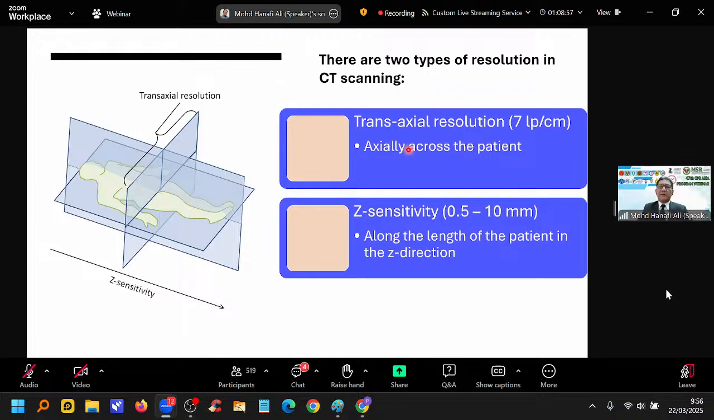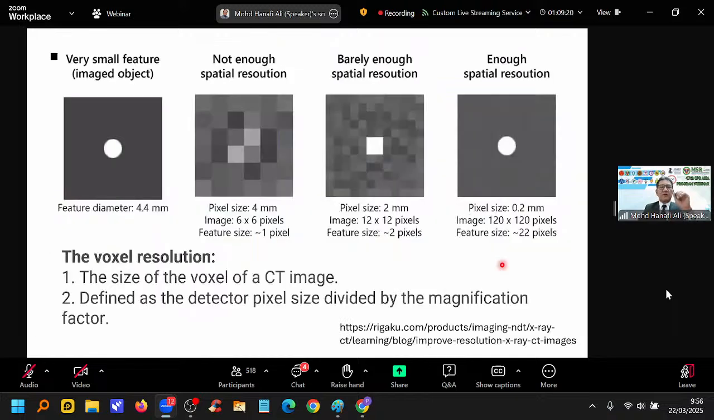All right. Here I already discussed transaxial resolution across the patient, and Z. You see that for transaxial resolution, we normally have a limit of 7 line pair per centimeter. For Z sensitivity, it's about 0.5 to 10 mm. This is the standard set for that resolution. Another one that I just got lately is about voxel resolution, which we also need to know.